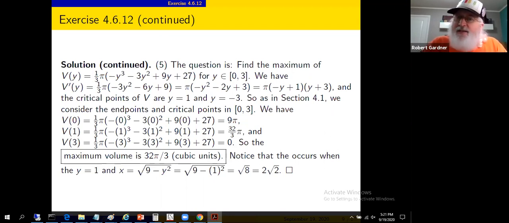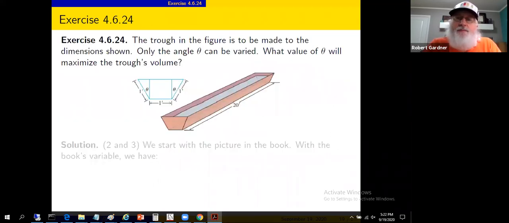They didn't ask us this, but they often do. That occurs when y equals 1. And we can solve for x because we know x in terms of y does require a square root, and we get this x value. So if they ask us for the dimensions x and y, there's what they are. Easy enough to find once you found the point of interest, the maximum in this case. We follow the steps, same as always. Let's do another one.